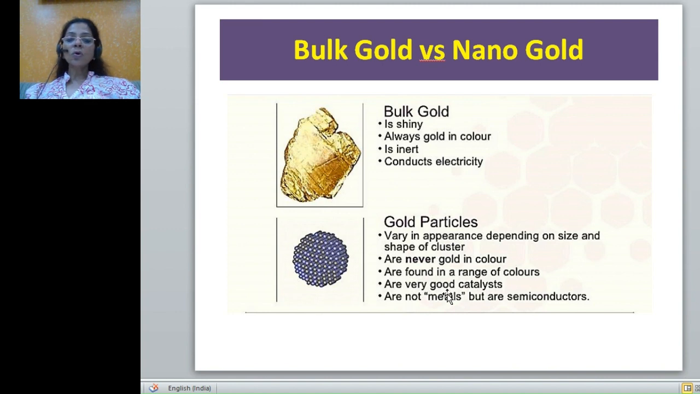Whereas these gold nanoparticles, the color of the gold nanoparticle is never yellow. It depends on the shape and size and the distance between them. So all these factors are responsible for the different colors of the gold nanoparticle solutions. So they are found in a wide range of colors. These nanoparticles are very good catalysts, and these do not show the properties of the metals, but they are actually semiconductors.